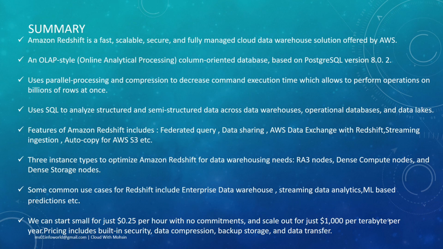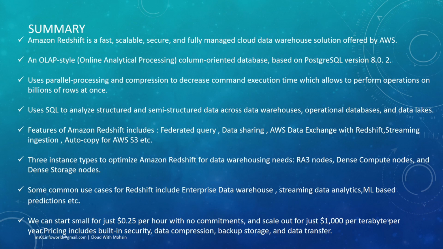So let's summarize the things that we covered in today's topic. First of all, we covered what is Amazon Redshift. Amazon Redshift is a fast, scalable, secure, and fully managed cloud data warehouse solution offered by AWS. It is OLAP, that is online analytic processing, and it's a column oriented database. As we discussed, it is based on PostgreSQL, version 8.0.2, and it uses MPP, that is massively parallel processing, and compression.